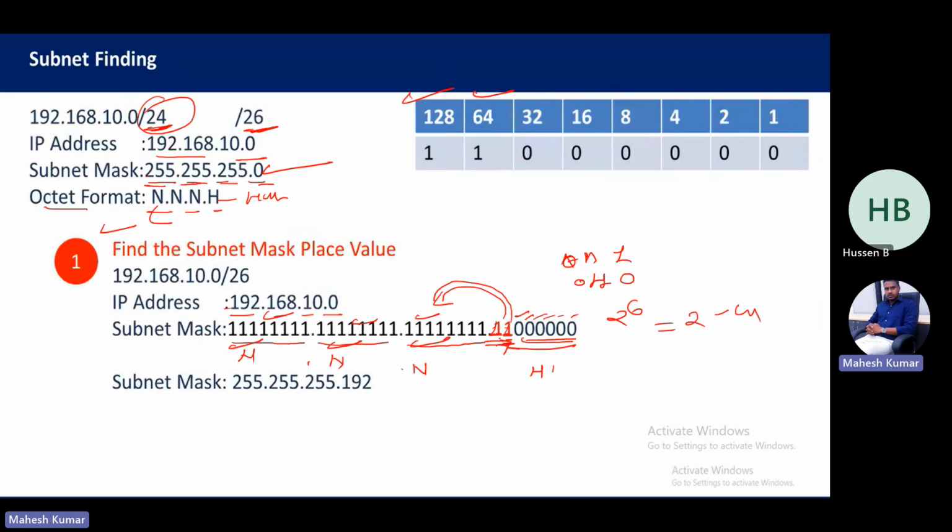255.255.255, and then these first two bit values, 128 plus 64, is 192, correct? So the new subnet mask will be 255.255.255.192. So we received our new subnet mask. Clear?